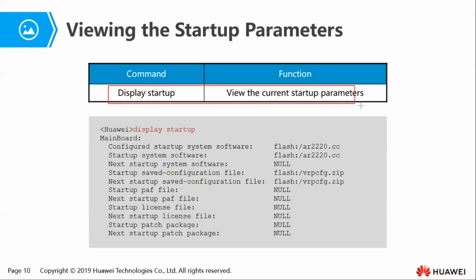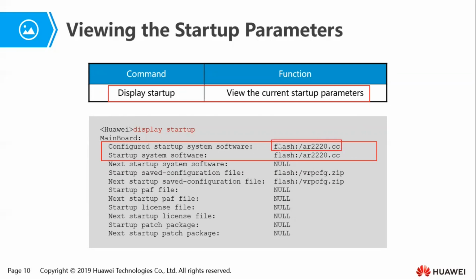Then display startup. The display startup command is used to view the current startup parameters. What are some of the startup parameters that you can get? You can get the system software, VRP actually, software that is being run and where it is. So the configured startup system software is that one, and also what was used during startup is that one and is on that location. So the location and the name of the file.